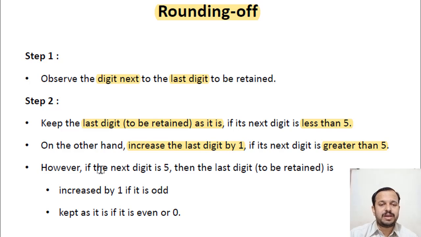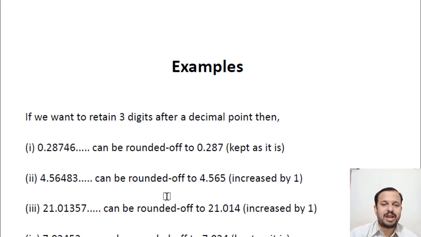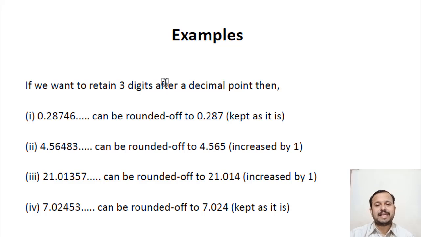However, if the next digit is exactly 5, then the last digit is to be increased by 1 if it is odd. That is, if it is odd, it has to be made even by adding 1. If it is even or if it is 0, then it has to be kept as it is. So this is what we have to follow during the rounding of a given number. Let us see some important examples.